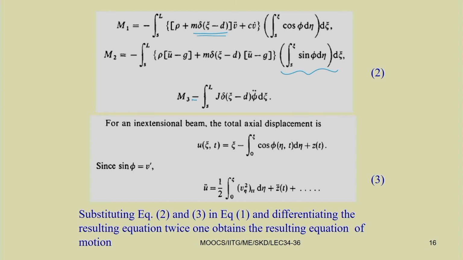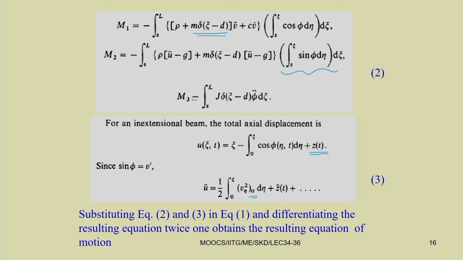So, if you are considering that, then the total axial displacement can be written as u zeta t equal to zeta minus integral 0 to zeta cos phi eta t d eta plus z t. z t is the base motion. So, u will contain this z t plus this part. Since sin phi equals v dash, as we have taken before, differentiating u twice, you can write u double dot equal to half integration 0 to zeta of v eta square t t, where t t means double differentiation with respect to time, d eta, plus z double dot t.